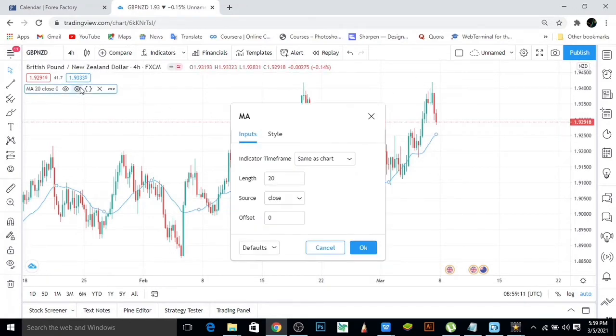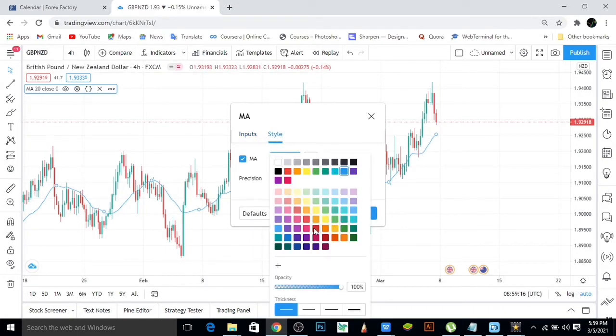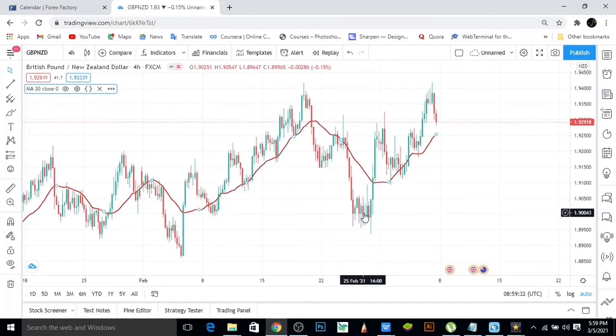Let me change the color of this 20 moving average to red. Yeah. Thickness. Okay. So you want to know the 20 moving average. The 20 moving average is very common, right? You also want to know the 50 moving average.